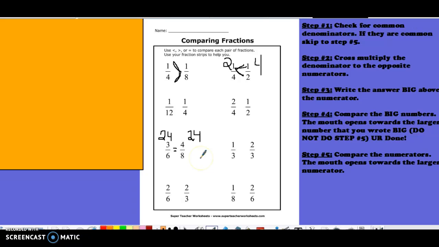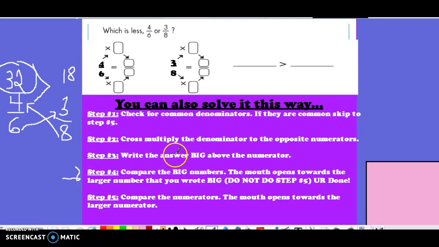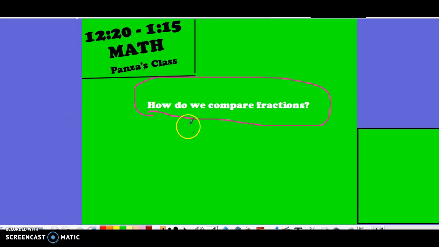It equals the same exact fraction, which means these two numbers, 3/6 and 4/8, are actually equivalent fractions. So you see, you can use these steps over here on the side. You can use those steps that we talked about right here, which are the same exact steps that I showed you right here, and cross multiply to answer this question every single time. How do we compare fractions? Just cross multiply and have the alligator open its mouth towards the larger number.